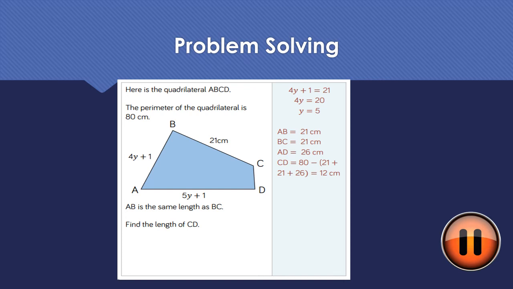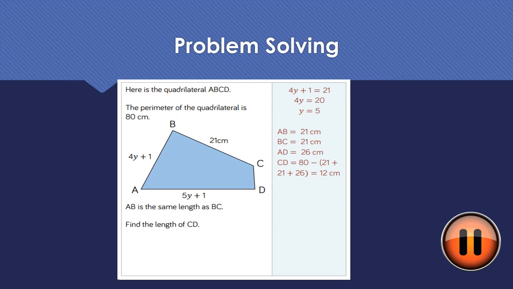Now we know y has a value of 5, we can use that to help us with finding the value of AD. So AD, 5 times 5 is 25, and then 25 plus 1 equals 26. But that's not what the question asked us, is it? The question asked us to find the length of CD. But how will we do that?